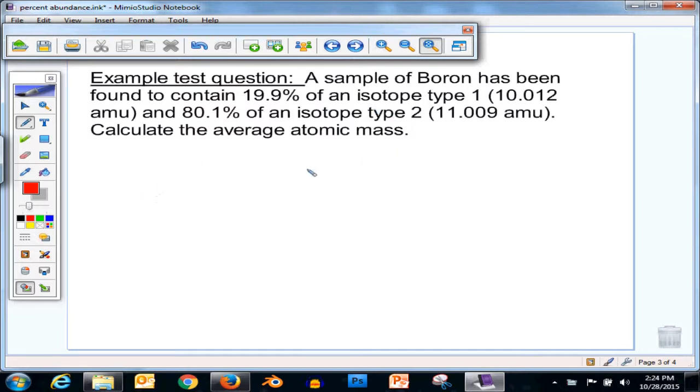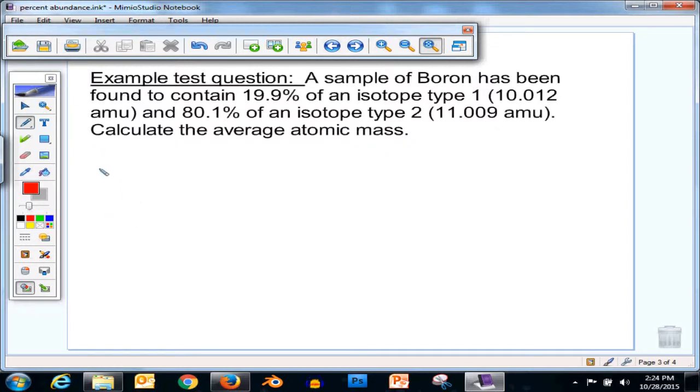So we have a sample of boron, which has been found to contain 19.9% of an isotope, type 1, which has a mass of 10.012 AMU, and 80.1% of another isotope with this mass. Now, notice that these are decimals, and we're going to need to keep them as decimals for a reason. It's asking us to calculate the average atomic mass. So here's how we do it.